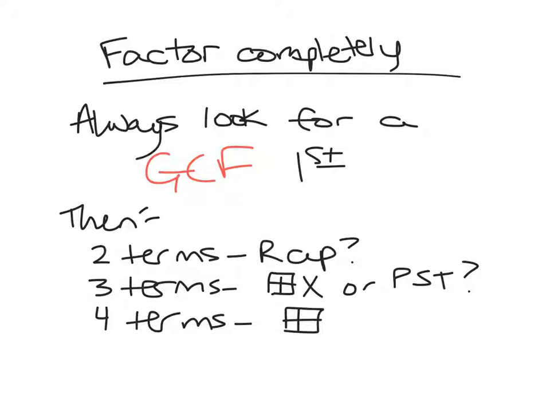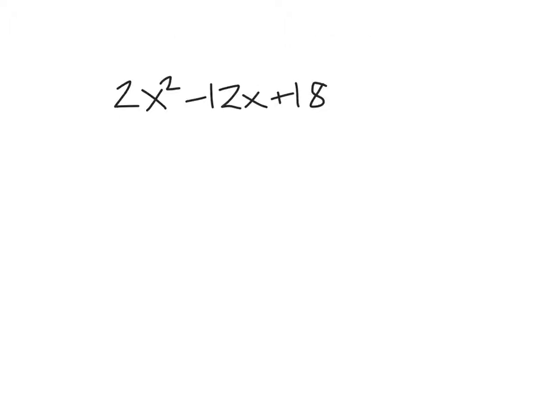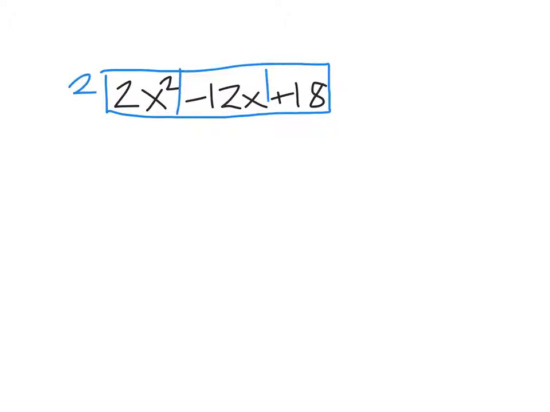If it's two terms, I'm going to check and see if I can do the wrap. If it's three terms, can I do X box or do I have a perfect square trinomial? And if it's four terms, I'm going to continue with doing a 2 by 2 box. So looking at this problem, the first thing that I notice is that all of my numbers are even, which means they're divisible by 2. As soon as I see that they're all divisible by 2, I can put them in the skinny box.